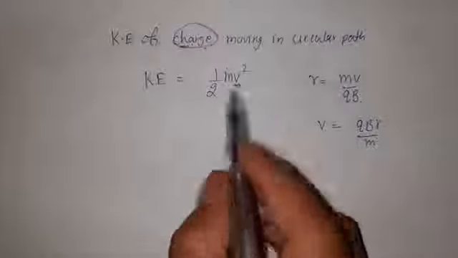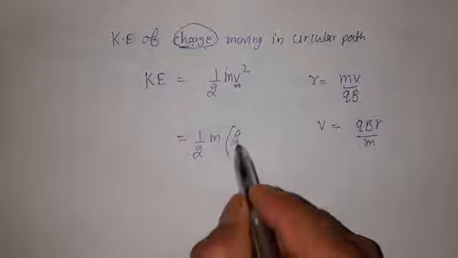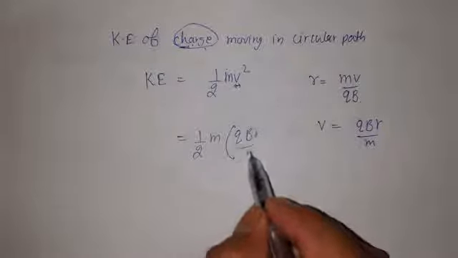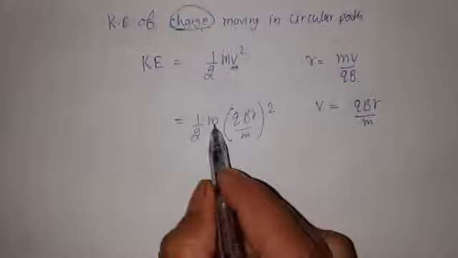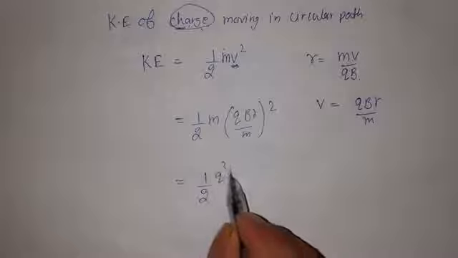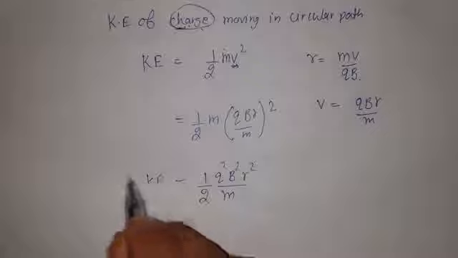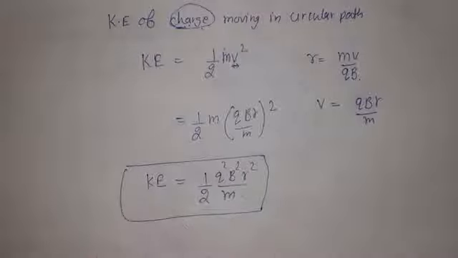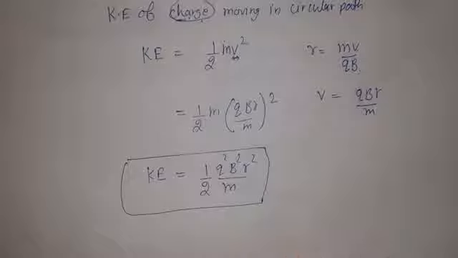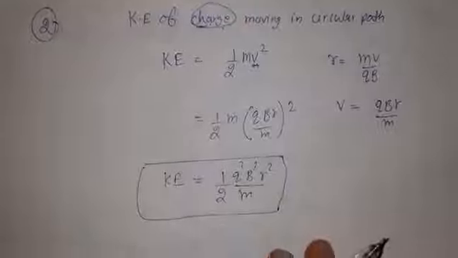Therefore we can place it over here: it is 1 by 2 m times (qBr by m) whole square. Here one power of m will cancel, and thus we have 1 by 2 q square B square r square by m. This is the kinetic energy of that charge which is moving in the circular path. Let us give this as the second point, because in the first point we calculated the radius.